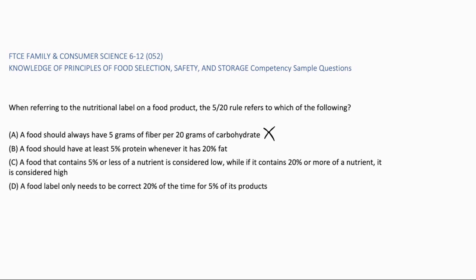A, there is no set rule linking fiber and carbohydrates this way. B, protein and fat percentages aren't compared like this on food labels. D, food labels must be accurate. The FDA doesn't allow a 20% error margin. The correct answer is C. The 5-20 rule, based on FDA guidelines, helps consumers evaluate nutrient content on food labels. A nutrient listed as 5% or less of the daily value is considered low, while 20% or more is considered high. The other answer choices are not based on labeling standards.